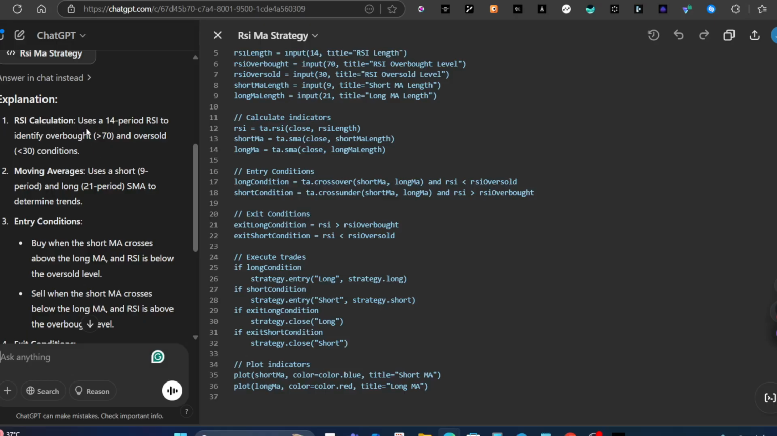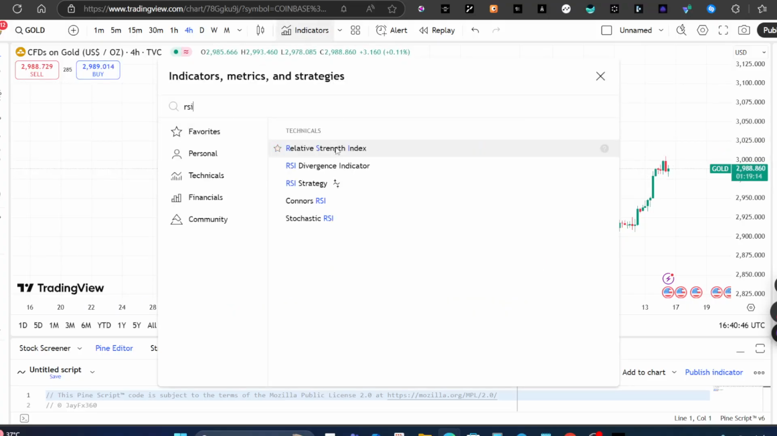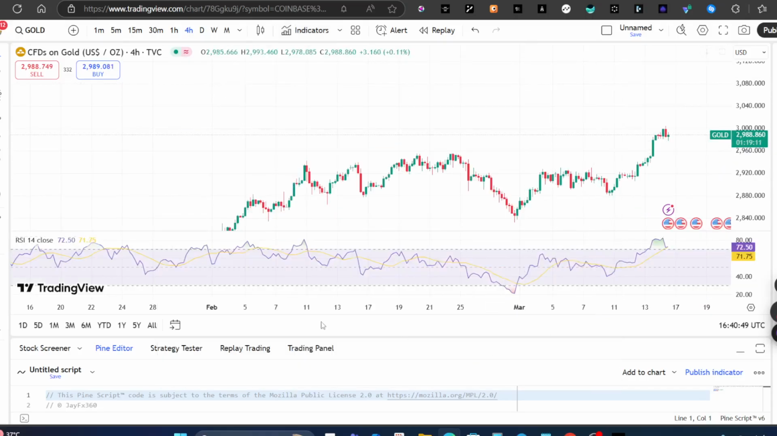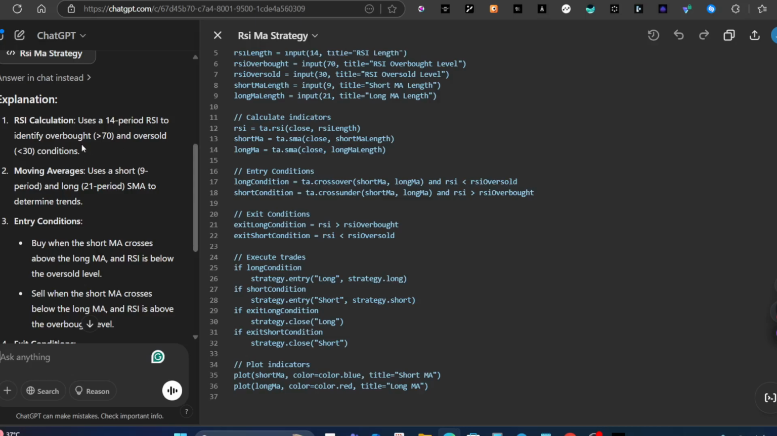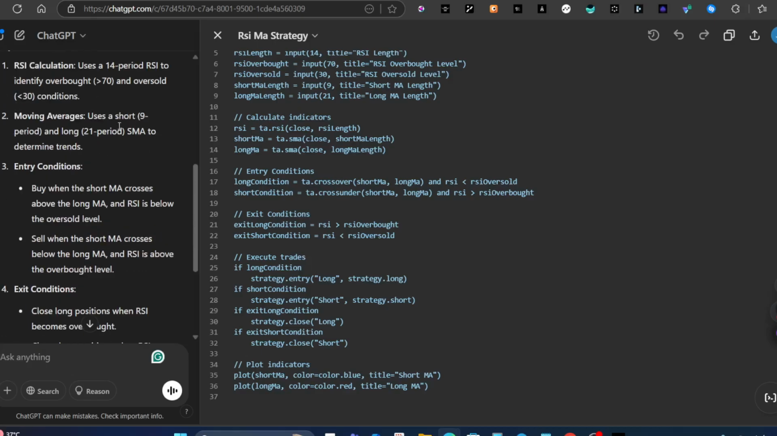You're going to be using an RSI that is set to a 14 period, and the RSI is going to help you identify overbought and oversold conditions. Let us do the manual aspect first. So this is our RSI. The period is set to 14. Okay, and ChatGPT says that the overbought level is above 70 and oversold is below 30. Well, not that we don't already know that, but yeah. Okay, so we can see that. And then for the moving averages, we're going to be using a short period and a long period SMA, 9 SMA and 21 SMA.